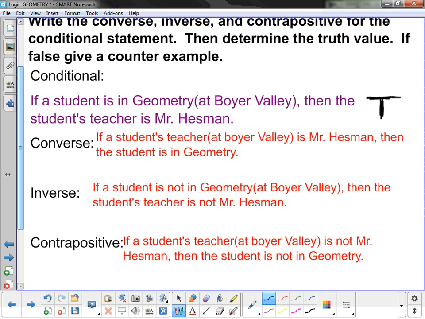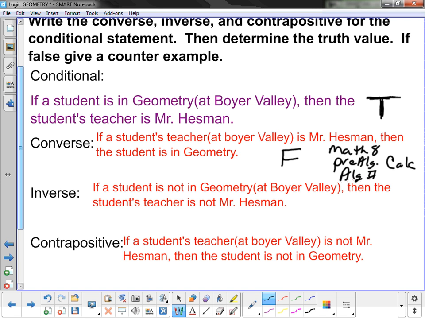Now, what if we flip it? Look at the converse. If a student's teacher here is Mr. Hessman, then that student is in geometry. Is that the only thing I teach all day long? No, that is a false statement. So what other classes do I have? It could be a Math 8 student, or a pre-algebra student, or an Algebra 2 student, or a Calc student. Any one of those 4 areas could be considered our counterexample.